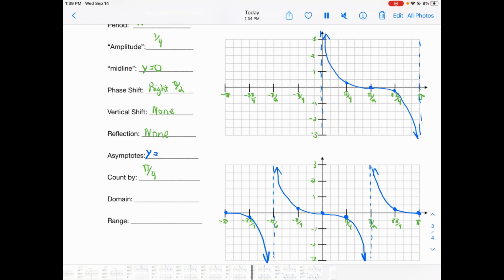So our first asymptote occurred at pi over 2, plus the distance between our asymptotes, which is our period of pi, times n, where n is some integer.